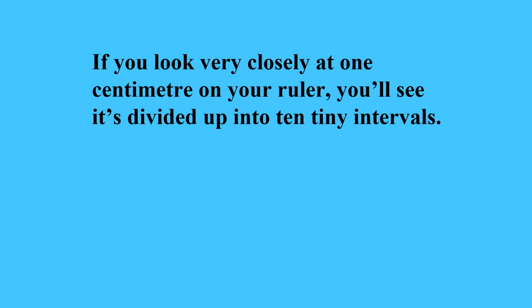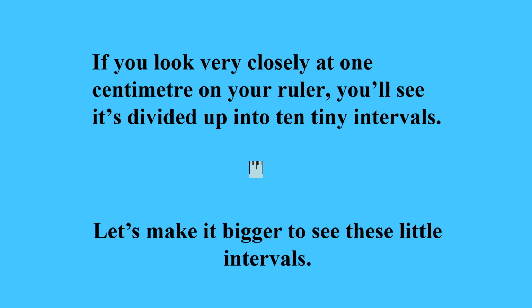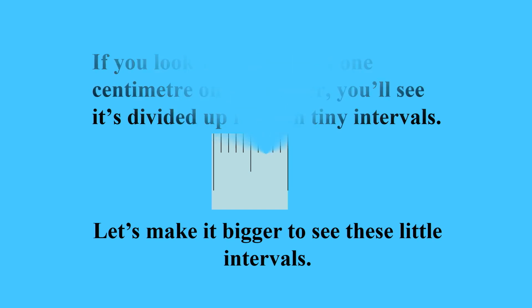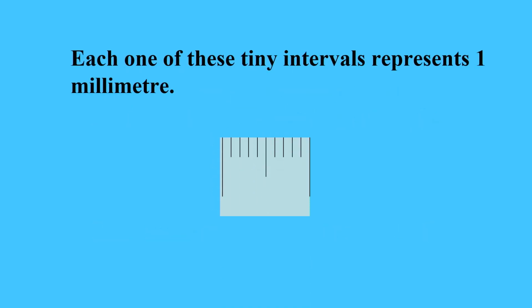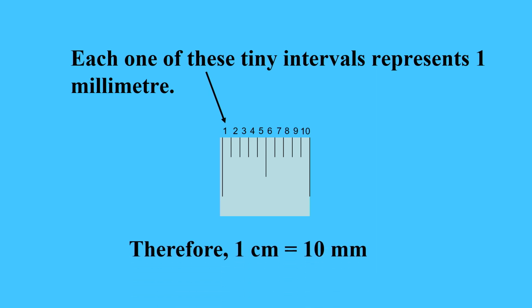If we look very closely at 1 centimeter on our ruler, we will see it's divided up into 10 tiny intervals. Now let's make it bigger to see these little intervals. Each one of these tiny intervals represents 1 millimeter. Therefore, 1 centimeter is equal to 10 millimeters.